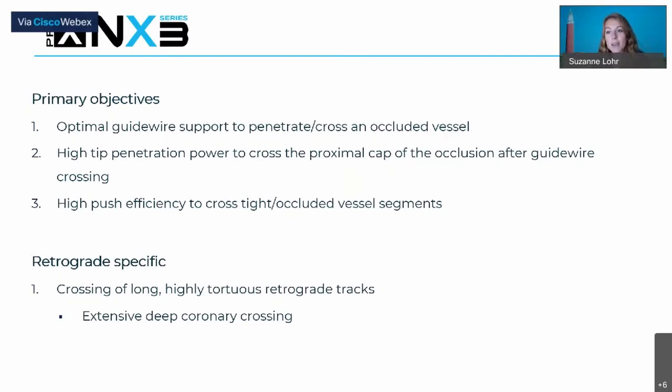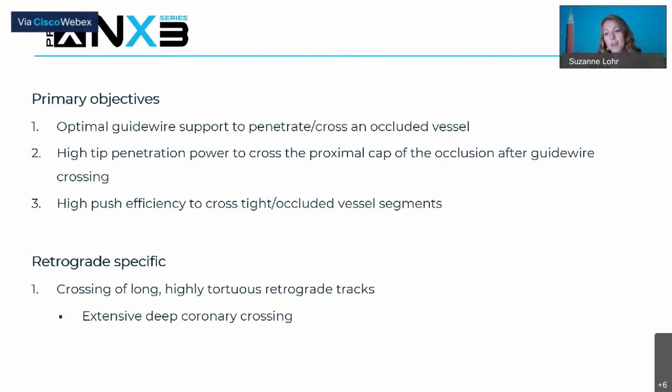During the development, our primary objectives were based on the performance indicators that I've shown in the previous slide. First of all, the single lumen microcatheter, the NX3, should have optimal guide wire support in order to let the guide wire penetrate across occluded vessels. Also, the microcatheter itself should have very high tip penetration power to cross the proximal gap of an occlusion after the guide wire has crossed, because you don't want your microcatheter to be a limiting factor when your guide wire has crossed the lesion, as we have seen in the cases that were shown previously.